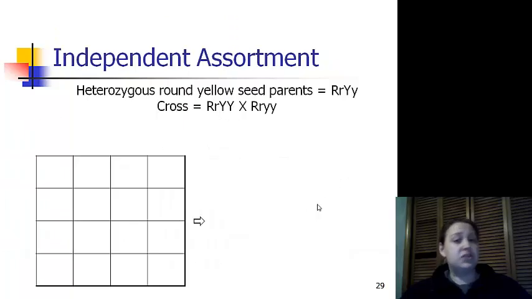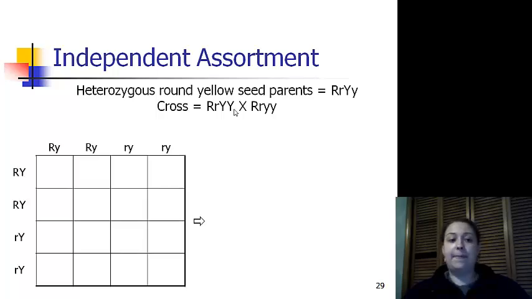Let's try one where there's not an easy trick, that we actually do have to go through and count. So we have big R, big Y, big Y. Big R, little y, little y. Go ahead and do FOIL and create your Punnett square. FOIL's first, outer, inner, last. Take a moment and go ahead and complete this cross. Let's see how you did.